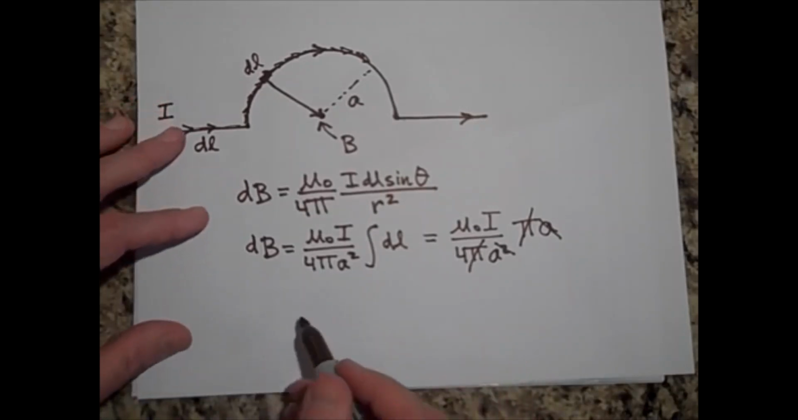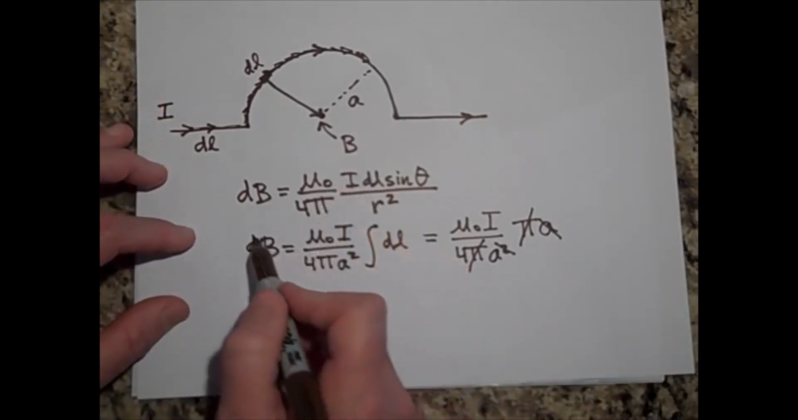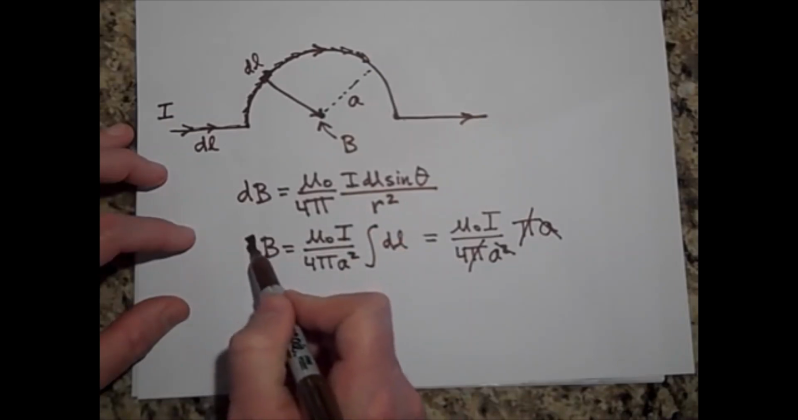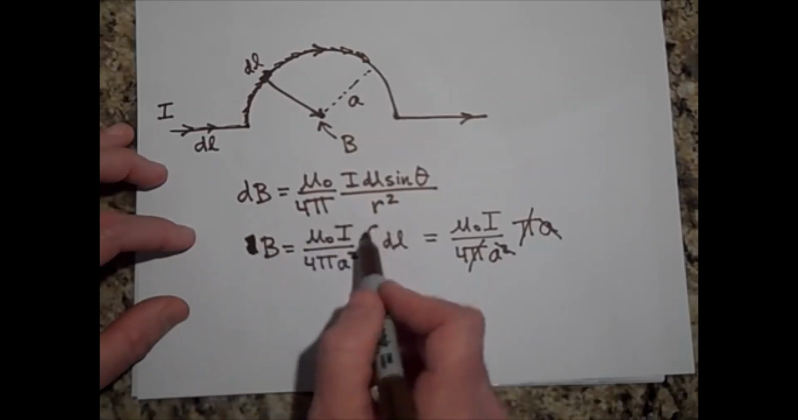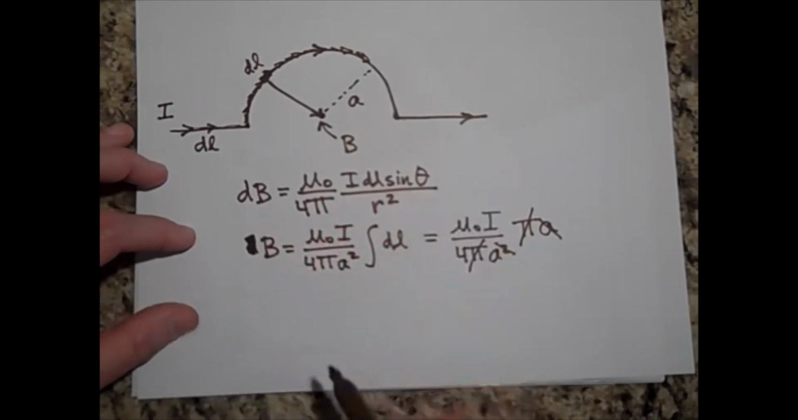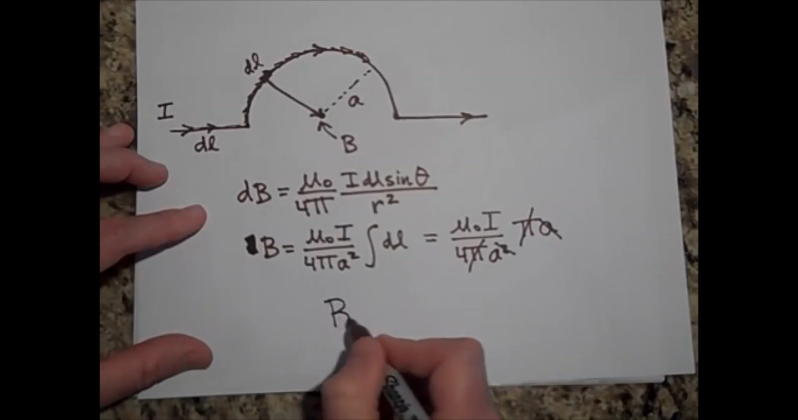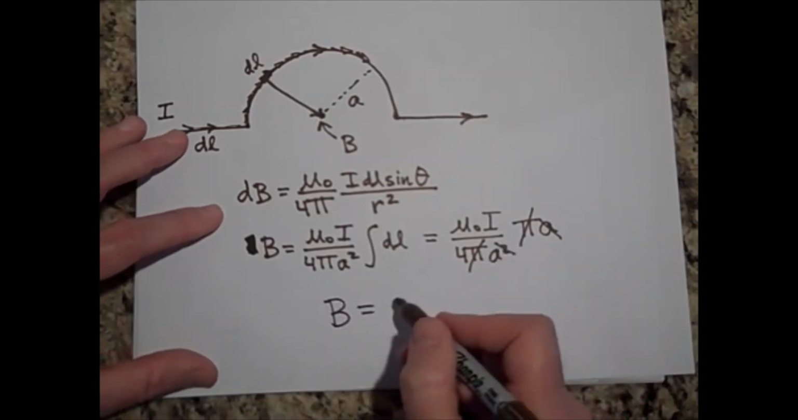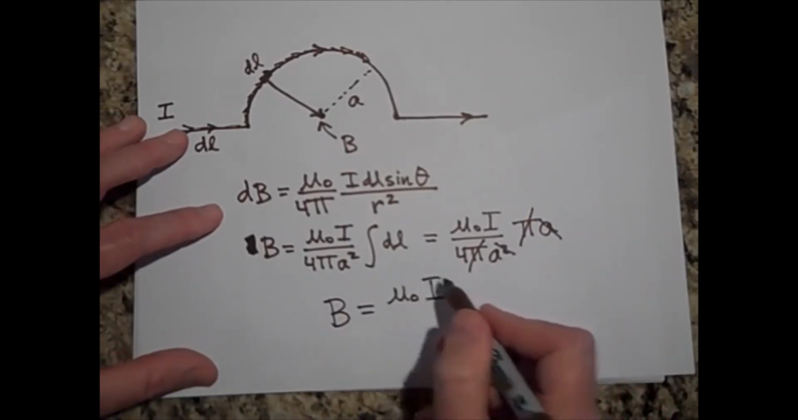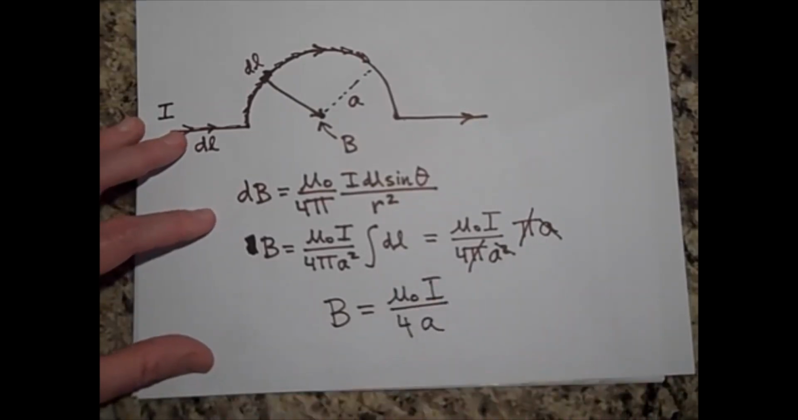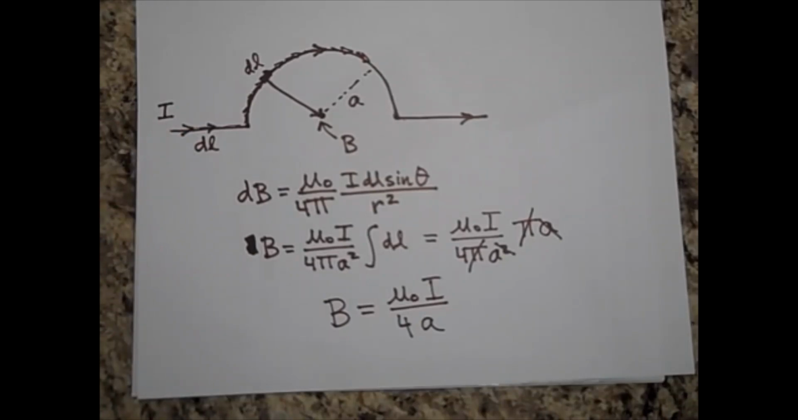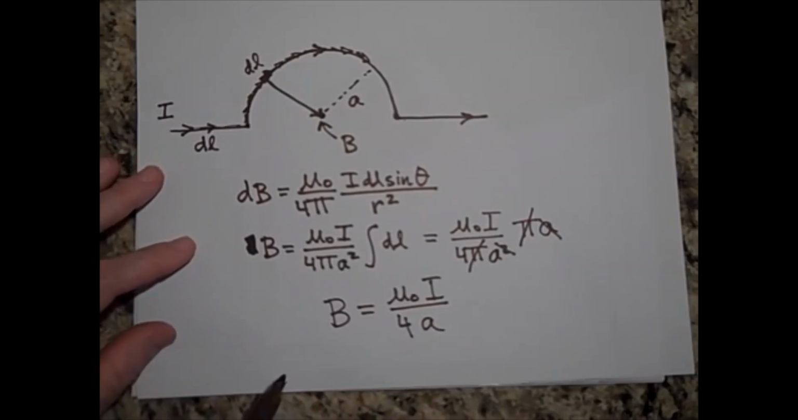Oh, I'm sorry, I made a mistake here. When you integrate this, you get the whole B. This is just for one little dB. But once you integrate it, then this becomes the total B. And so the total B is going to be equal to mu naught I all over 4a. How nice is that? It's mu naught I over 4a. Okay. So that's how you use the law of Biot-Savart.